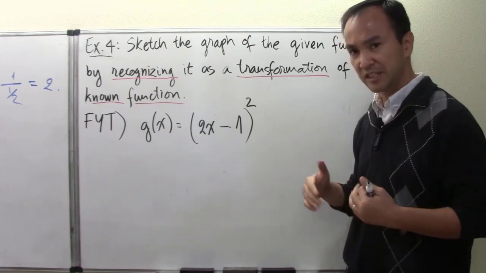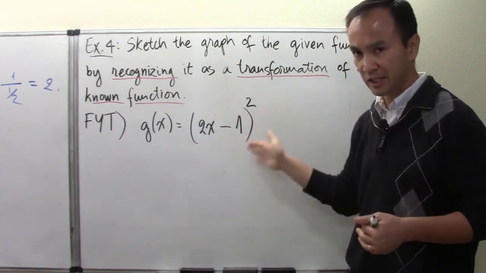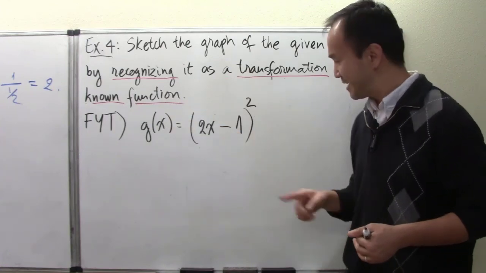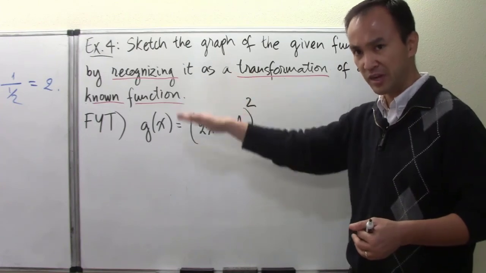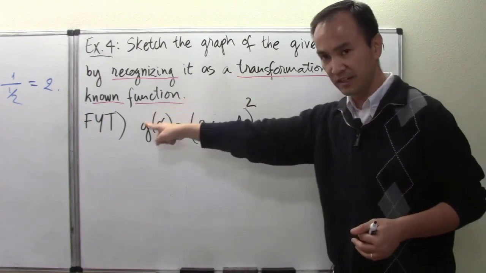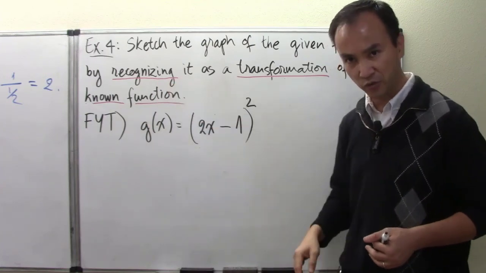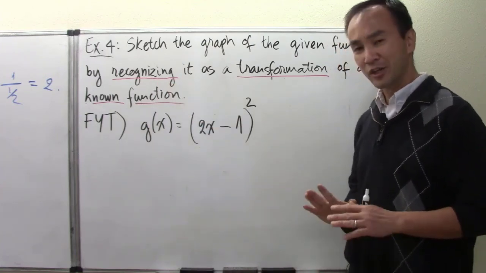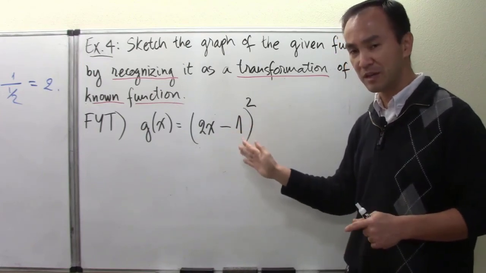But sketching it not by constructing a table of values, not by directly throwing it into a graphing calculator, but I want you to sketch this by recognizing some known function that's related to this, and then by seeing this g of x as a transformation from that known function you recognize. All right, so go ahead and take your time. This is an FYT, so I will only be showing.